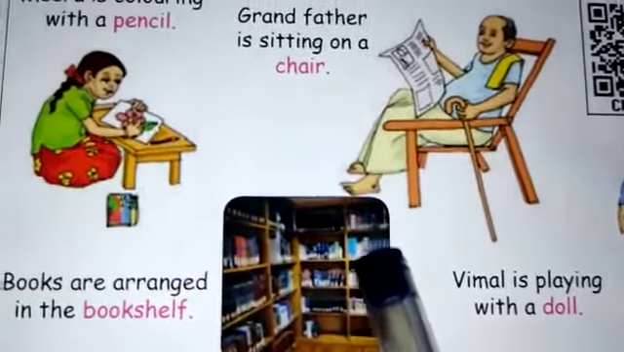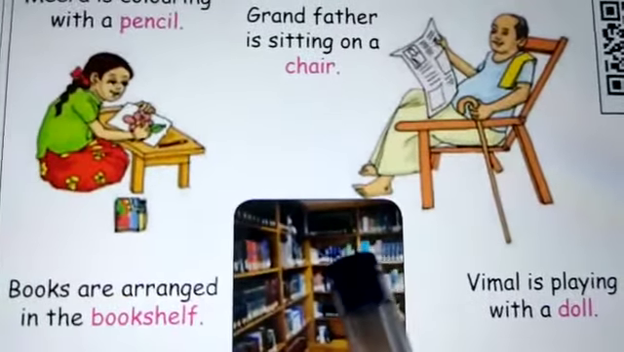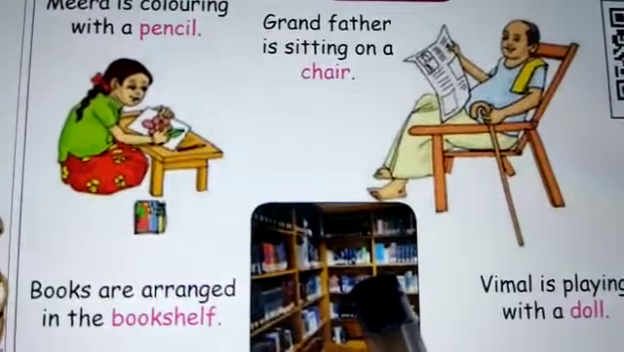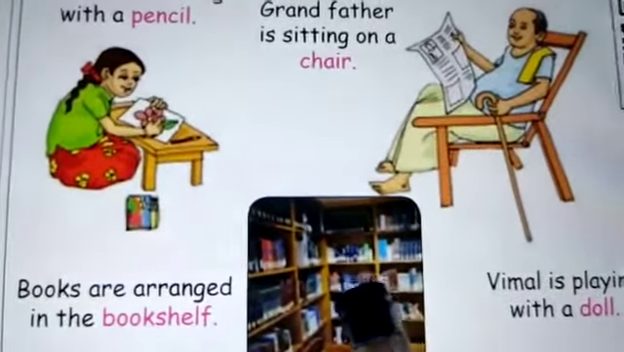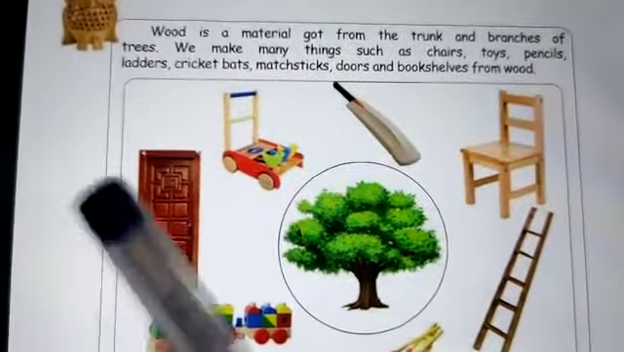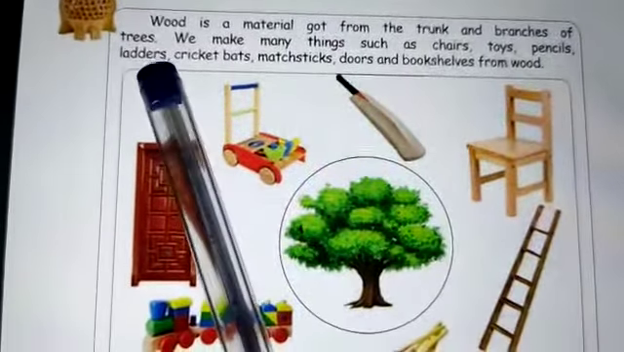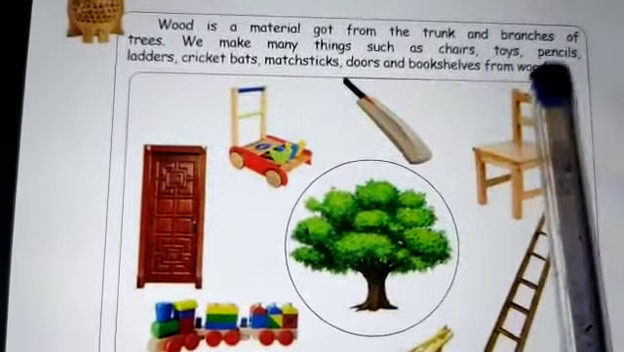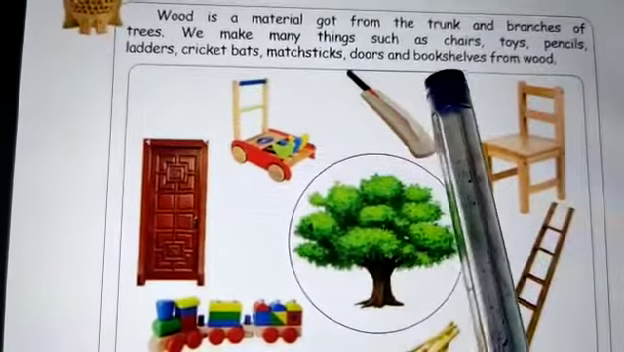What are the things you see in your home that are made of wood? Yes, door, windows, chair, table, sofa, everything can be made of wood and can be seen in your house too. See here, wood is a material got from the trunk and branches of trees. We make many things such as chairs, toys, pencils, ladders, cricket bats, matchsticks, doors and bookshelves from wood.